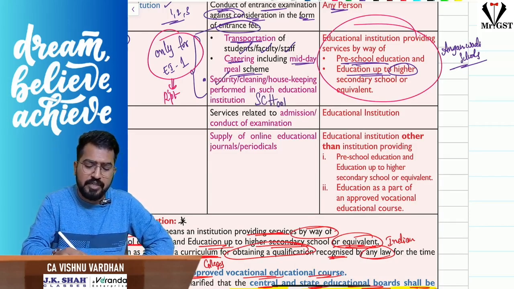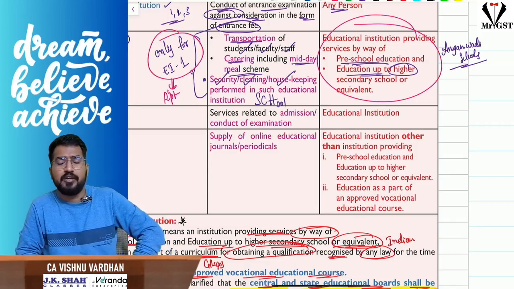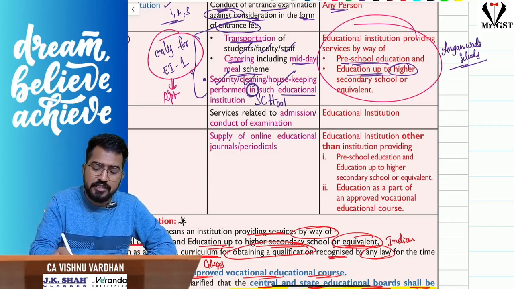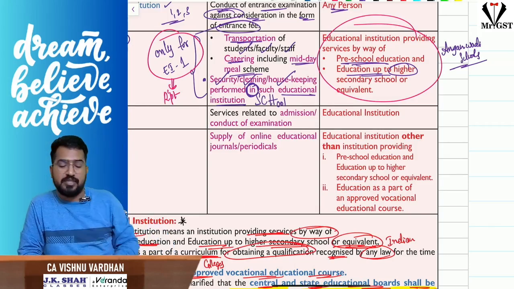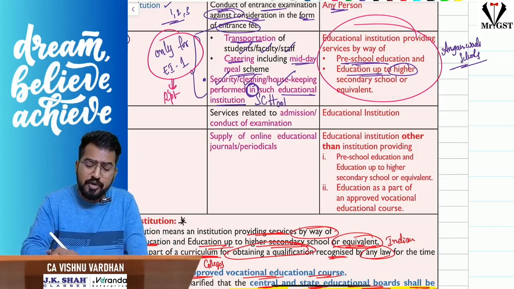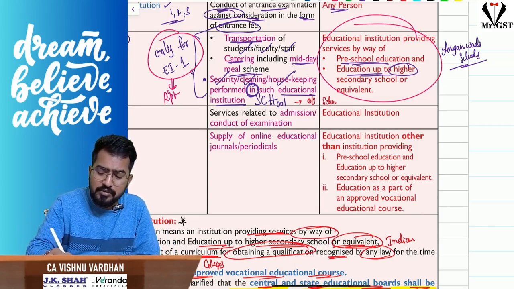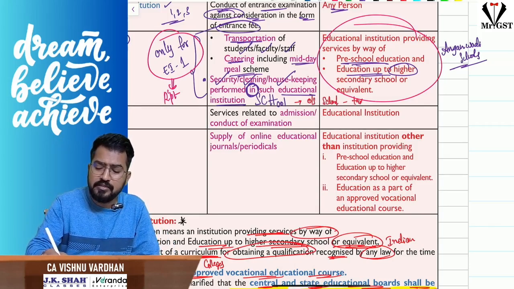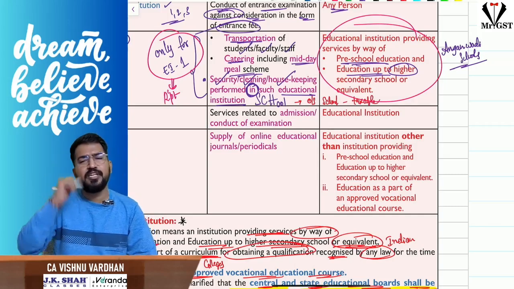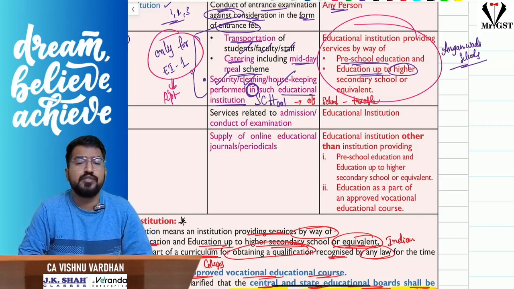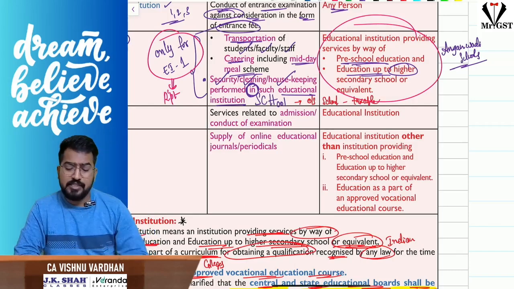S for security, C for cleaning, H for housekeeping. If you are providing these services in such an education institution, then it is exempt under GST. That means if you are providing these services, security, cleaning, housekeeping, all that stuff, outside the school, then it is taxable under GST. Are you understanding the point? That is taxable under GST if you are providing them outside the school, right? So that is the next point.